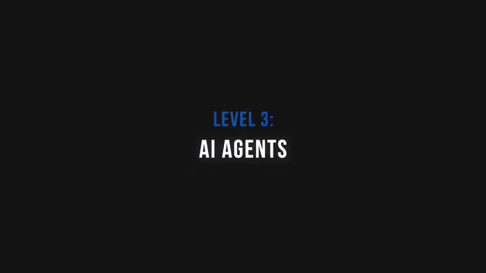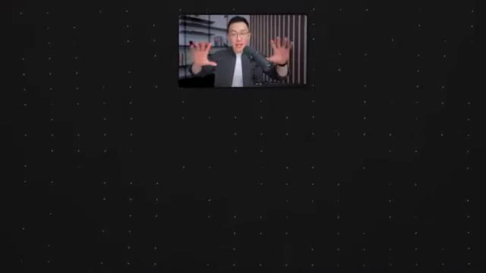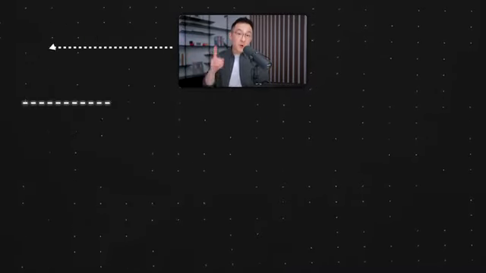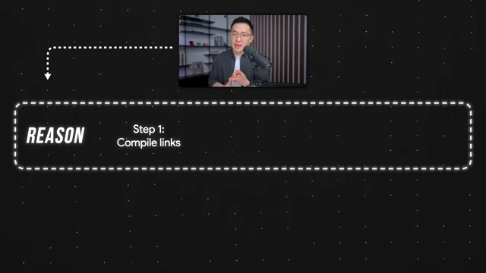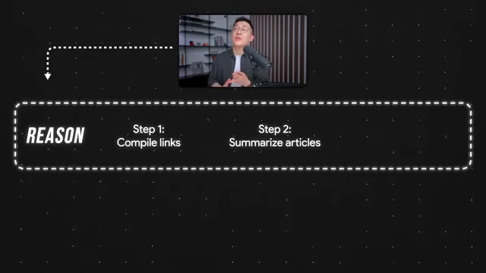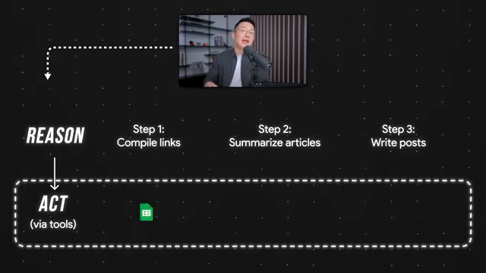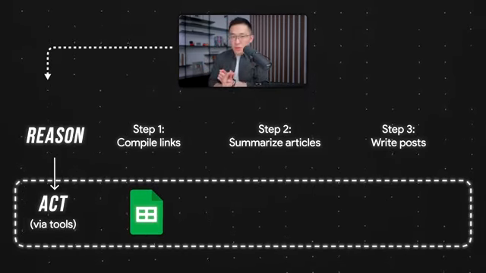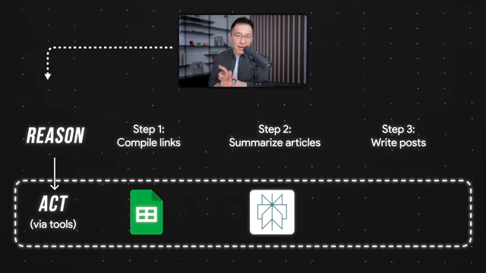All right, level 3 AI agents. Continuing the Make.com example, let's break down what I've been doing so far as the human decision maker. With the goal of creating social media posts based off of news articles, I need to do two things. First, reason or think about the best approach. I need to first compile the news articles, then summarize them, then write the final posts. Second, take action using tools. I need to find and link to those news articles in Google Sheets, use Perplexity for real-time summarization, and then Claude for copywriting.